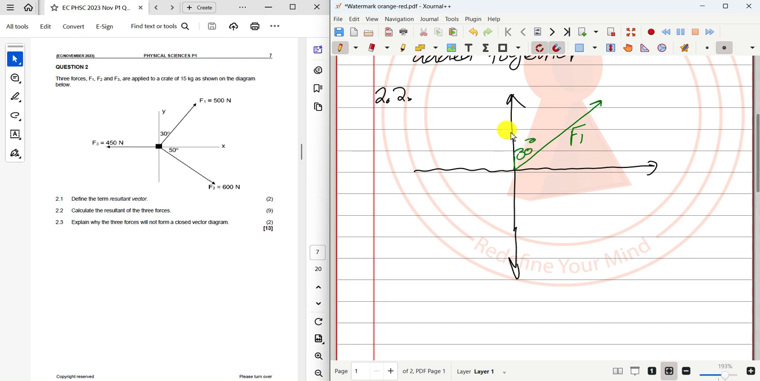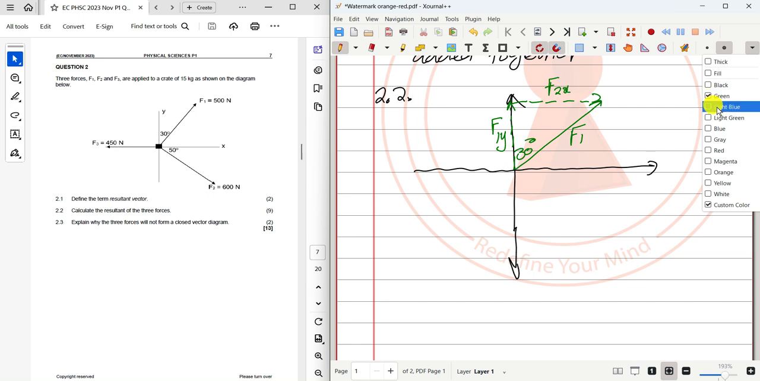All right. So this will be the x. So this will be F1y. Sorry, it's not the x. This is F1y. Then the head to tail method. This will then be F2x. Do you see this? All right.